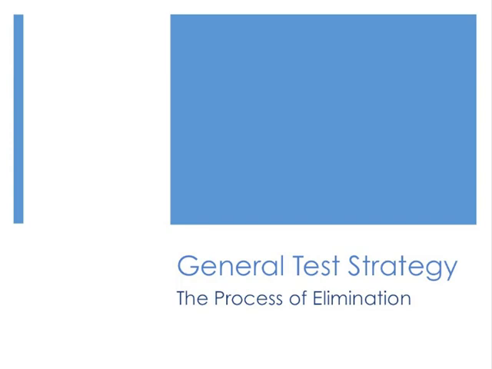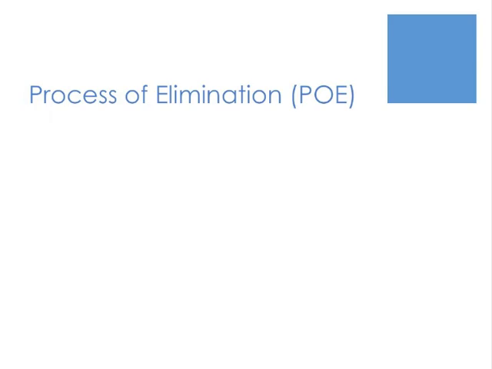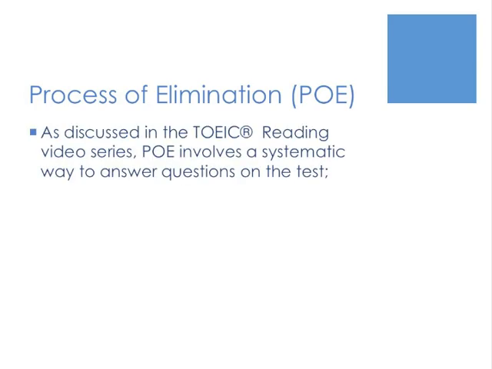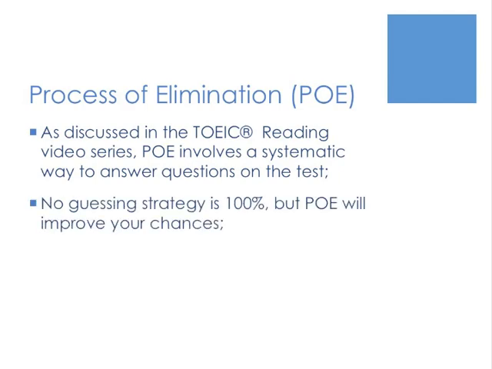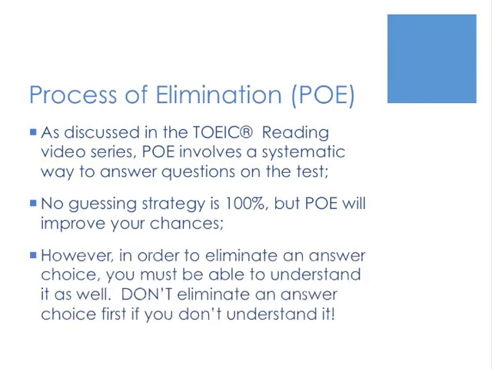Now, before we begin, let's take a moment just to review the general test strategy that we discussed in the TOEIC reading series. We discussed the idea of the process of elimination, or POE. POE is a systematic way to answer questions on the test. First off, we have to remember that no guessing strategy is 100% true all of the time. It's never going to work for us every time we take the test. But process of elimination will improve your chances.